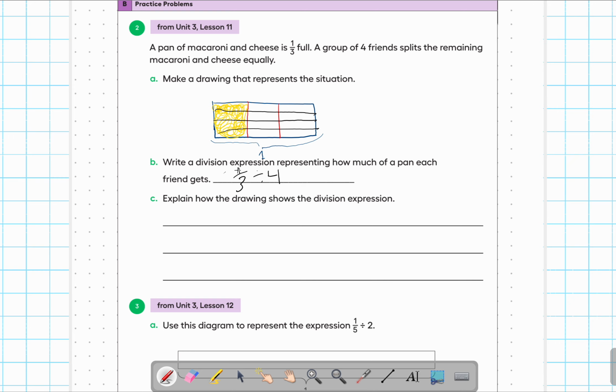So what is the answer to that? What is a third divided by 4? Well, let me see. I'm going to take one of those thirds and I'm going to see how much each one is going to get. So each one is going to get this amount right here, which is 1 out of 1, 2, 3, 4, 5, 6, 7, 8, 9, 10, 11, 12. So each one is going to get 1/12. All right, we'll see an easier way to do that later, but I just wanted to show you the diagram here.